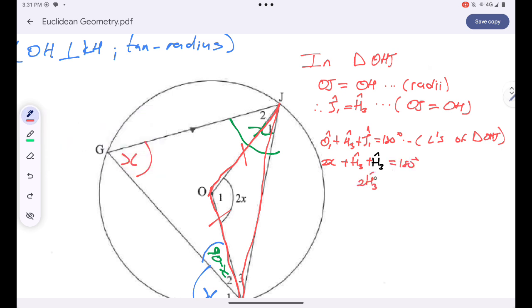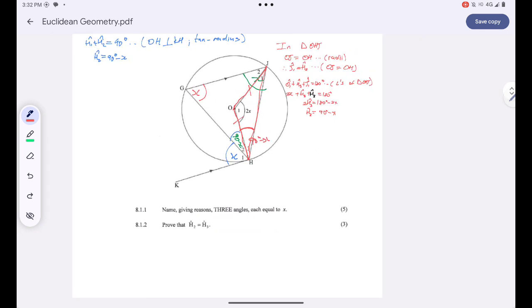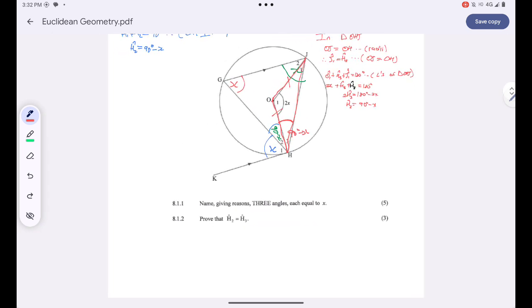Therefore 2H3 is equal to 180 minus 2x, then angle H3 is 90 degrees minus x. So now we have proven that this angle over there is also equal to 90 degrees minus x. So we can therefore conclude that the two angles are equal because they are both equal to 90 degrees minus x. That's how, guys, you're supposed to write your answer.